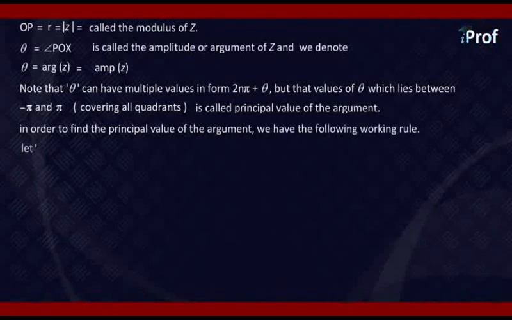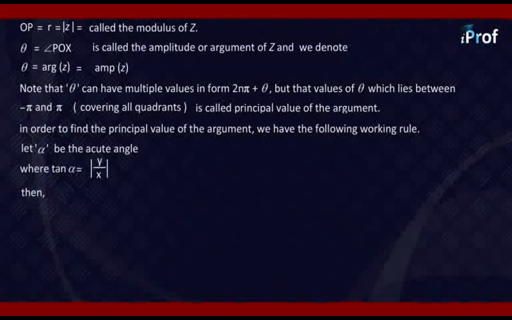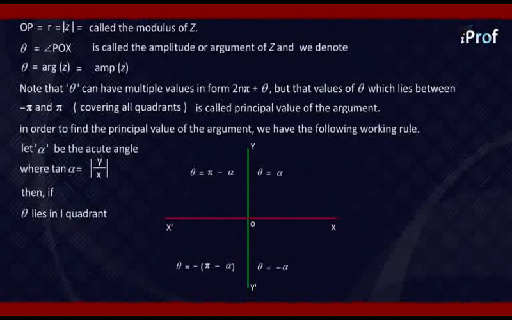Let alpha be the acute angle which is given by tangent alpha is equal to modulus of y by x. Whatever y may be or x may be, modulus of y by x will always be positive. Therefore, we can find an angle alpha where tangent alpha is modulus of y by x. Then, if theta lies in the first quadrant, theta will be equal to alpha.